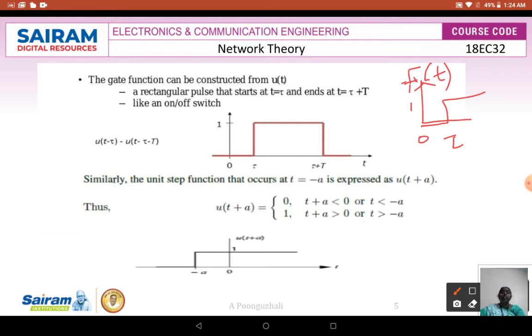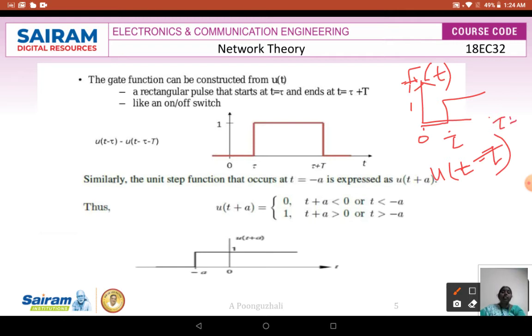Here, I write it as my unit step function, but instead of starting at 0, it has been started at tau. So I can write the unit step function as u of t minus tau. That is the starting function. Next is at t minus tau.